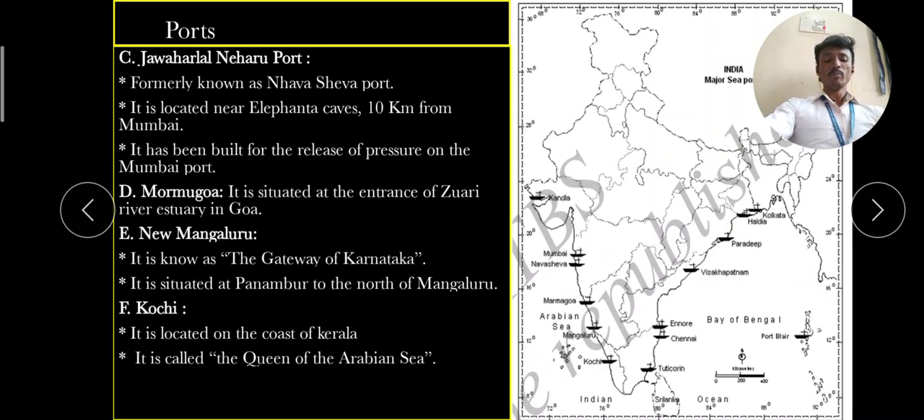It means a very important trading center. The coastal areas here make Cochin a very important trading center. Got it? That is why it is called the Queen of the Arabian Sea. So this is about the west coast ports. There are totally 6 west coast ports. Always keep this in mind.